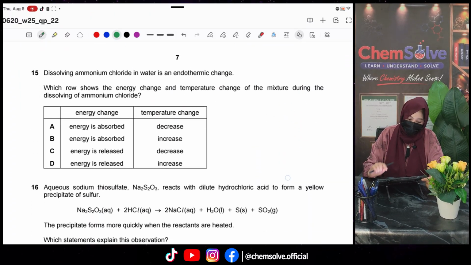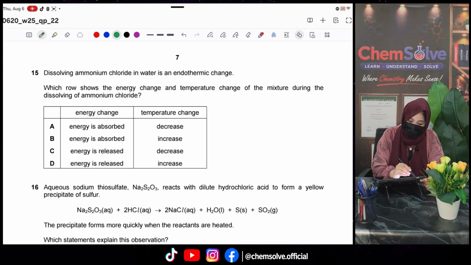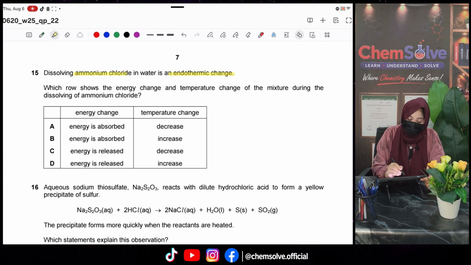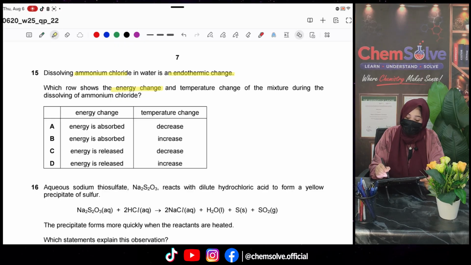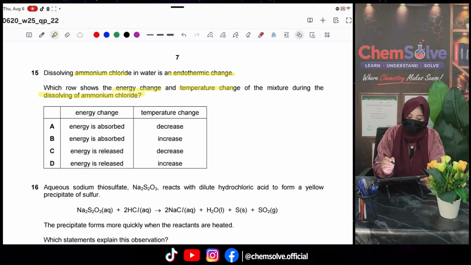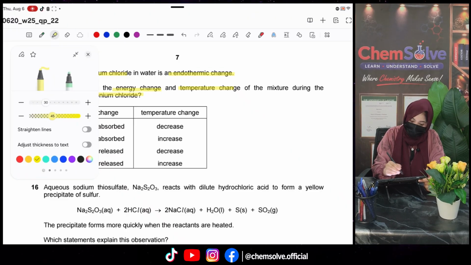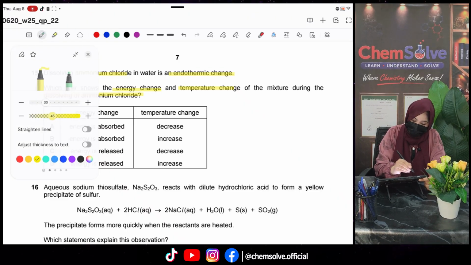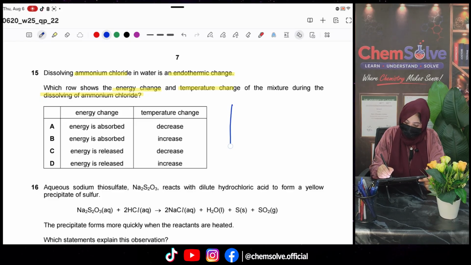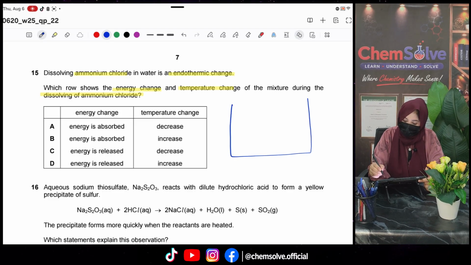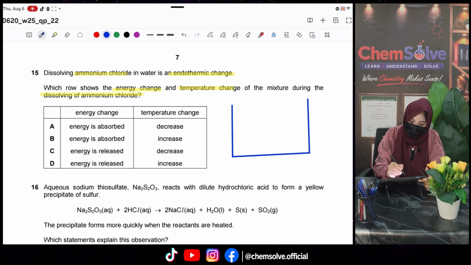Okay, so now move towards question number 15. It says dissolving ammonium chloride in water is an endothermic change. Which row shows the energy changes and the temperature changes of the mixture during the dissolving of the endothermic reaction? Okay, so let's suppose that you have a beaker full of water, for example.